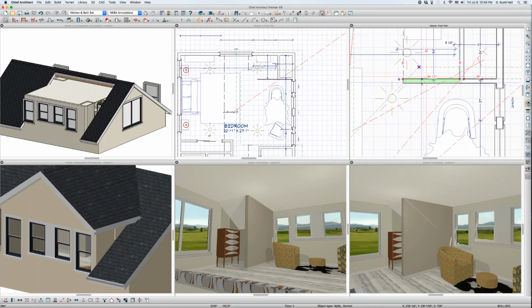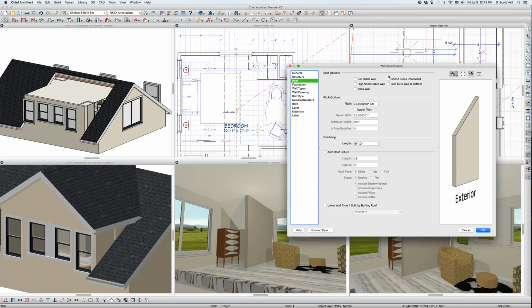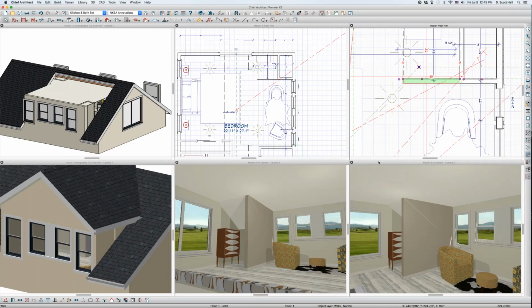Here's the magic. UU, select this as roof cuts wall at bottom, F6. I think I did it right. F10, F12 to rebuild. There it is right there, and it looks really good. Look at bottom middle. That is what the stager wants.